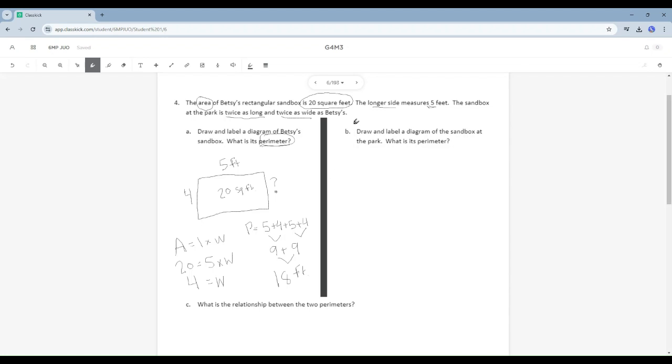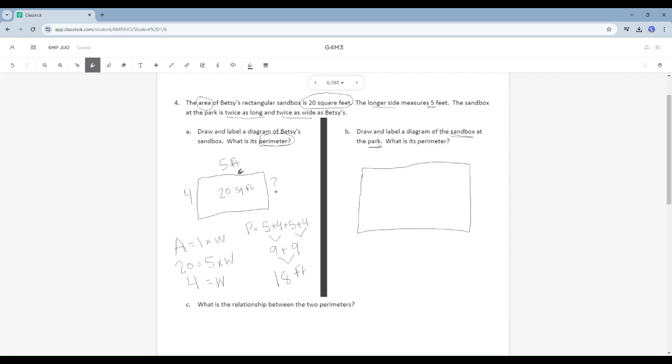Now, letter B has to do with the sandbox at the park. So not Betsy's sandbox, the sandbox at the park. And it tells me the sandbox at the park is twice as long and twice as wide as Betsy's. So my rectangle should be a little bit bigger.